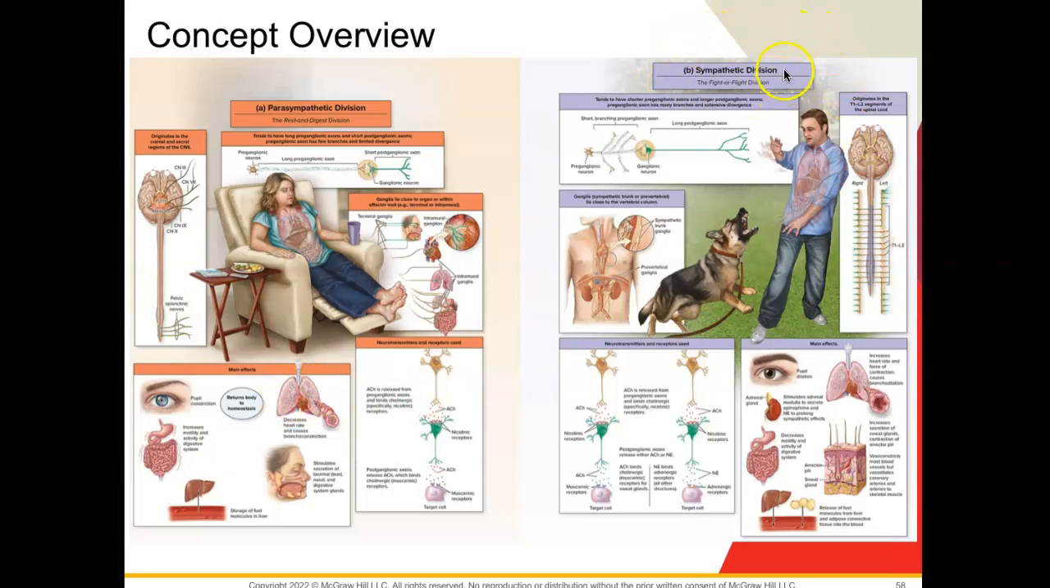Now for our sympathetic division review, this is our fight or flight division. We are going to see that its preganglionic neuron is going to be short and highly branched. It'll also be myelinated, whereas its postganglionic neuron is unmyelinated, is long, and is not very branched. We are going to see that the fibers originate from T1 to L2, so we also call this our thoracolumbar system. And our ganglia are located near the vertebrae.